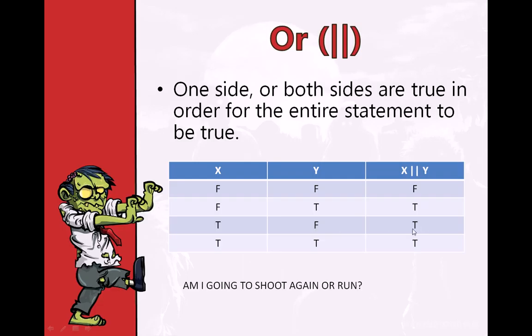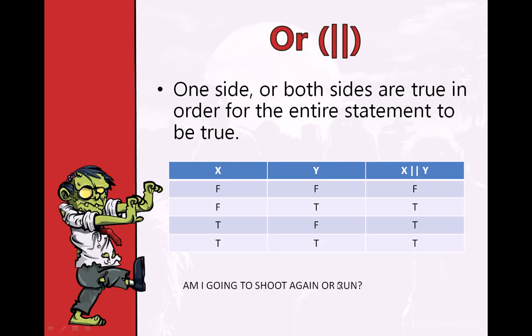For example, I have to make a choice here. Am I going to shoot again or run? If I shoot again or I run, this statement is true. If I fall to my knees and accept the zombie chow that I'm going to become, well, it's not part of the statement, right? So am I going to shoot again or run? There you go. If I shoot again, the statement is true. If I run, this statement is true. But if I don't do anything and just accept hot zombie death, then this statement is false, because I'm not going to shoot and I'm not going to run.